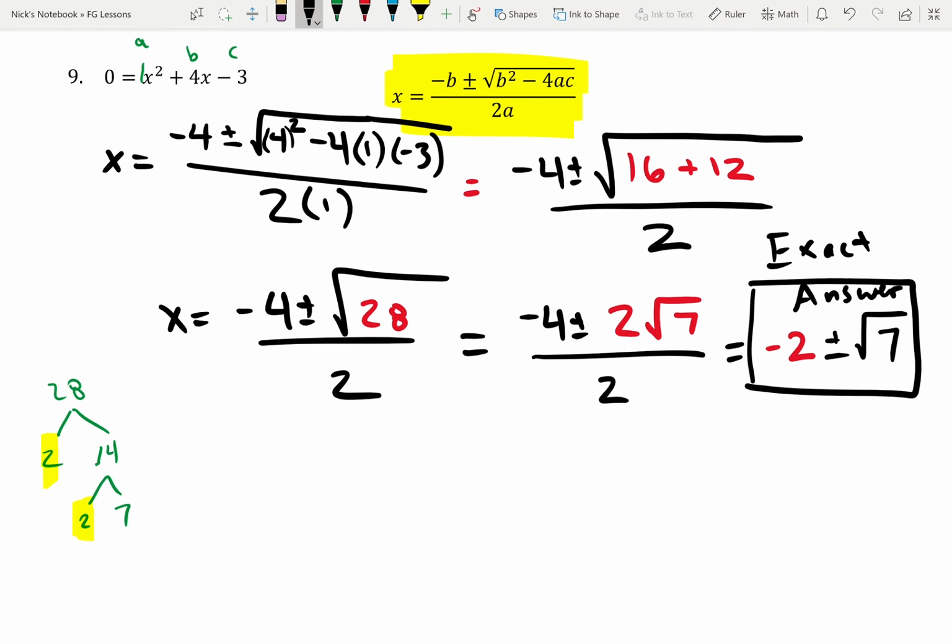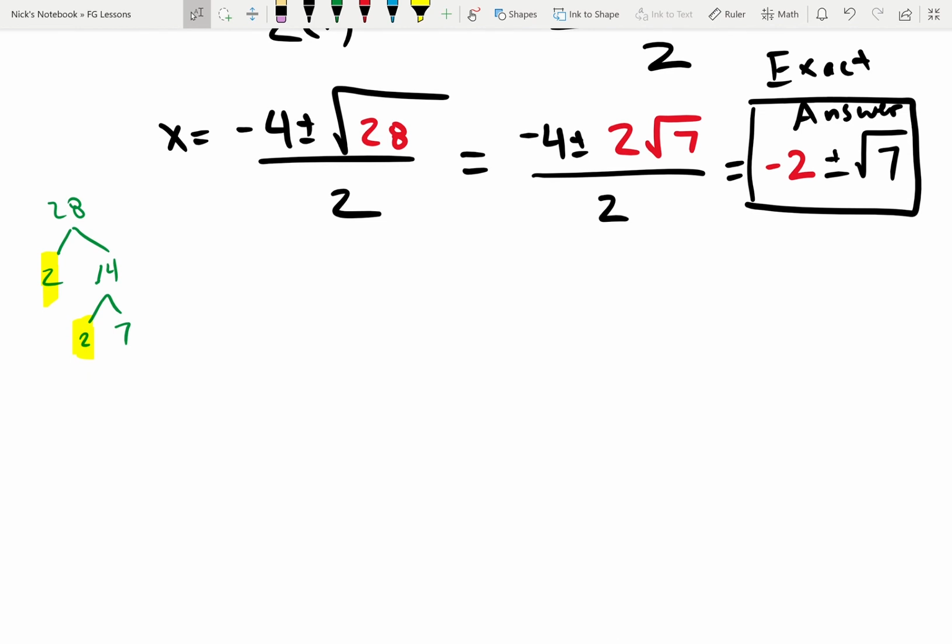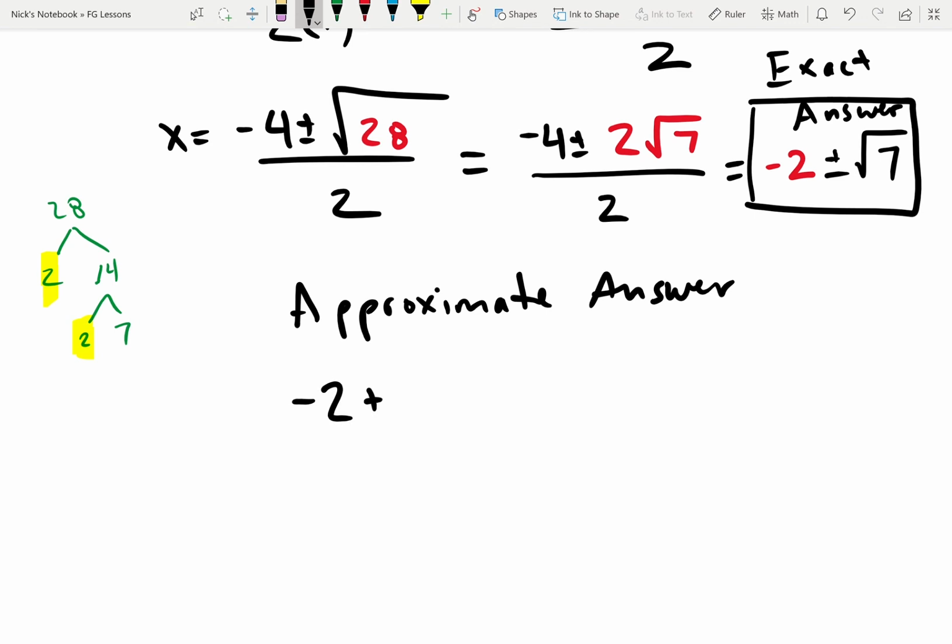If we now wanted to find an approximate answer, that really just means let's find it as a decimal, because decimals a lot of times mean you're going to have to round it, and approximate means we're rounding at some point. So we have two solutions: negative 2 plus the square root of 7, and negative 2 minus the square root of 7.